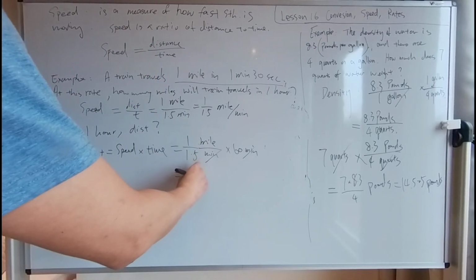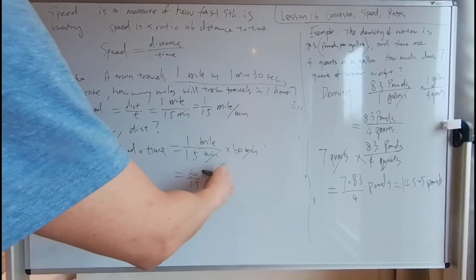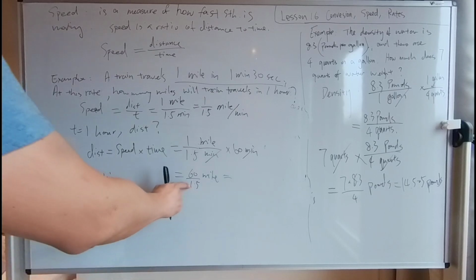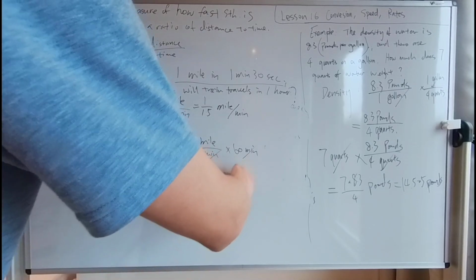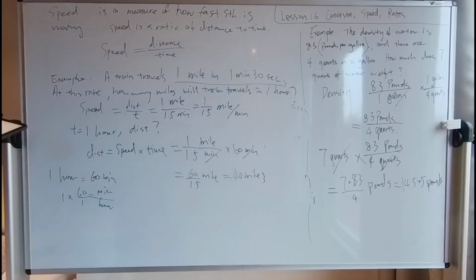So I have 60 over 1.5 miles, and by calculating 60 over 1.5 you get 40 miles. So that's my result. So the train will travel 40 miles in 1 hour.